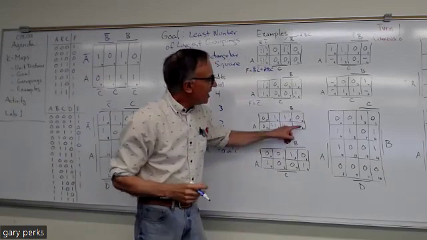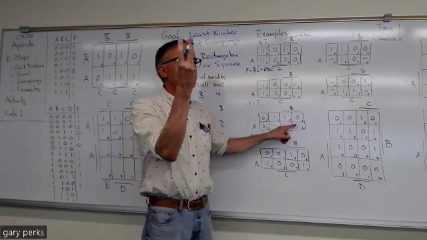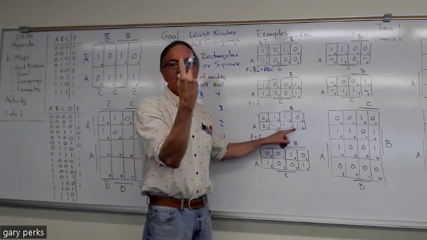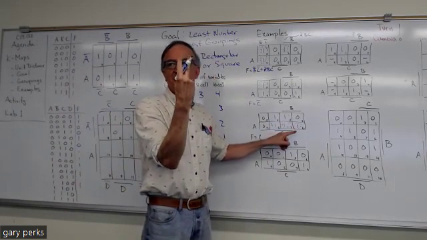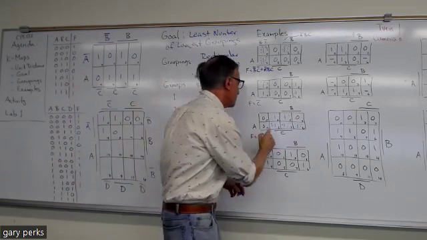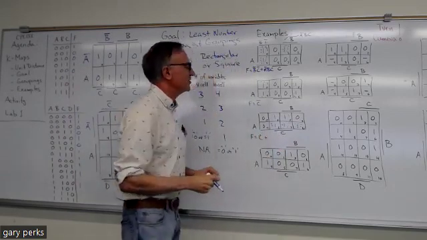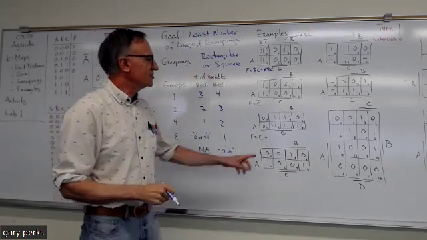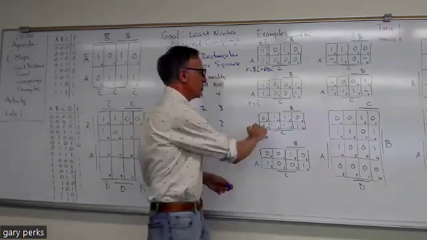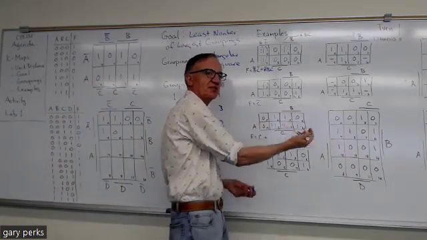Because if I just did a single grouping, that's going to give me a 3-variable term. But by making a 2 grouping, I'm going to get a 2-variable term, right? A 2-variable term is more reduced than a 3-variable term. So what 2 variables are we going to get? What 2 variables are common to this 2 grouping? A and B, exactly. They're both in the A row, they're both in the B column.